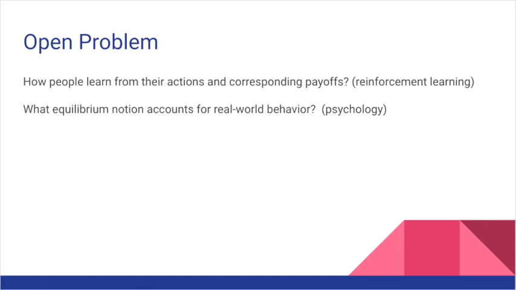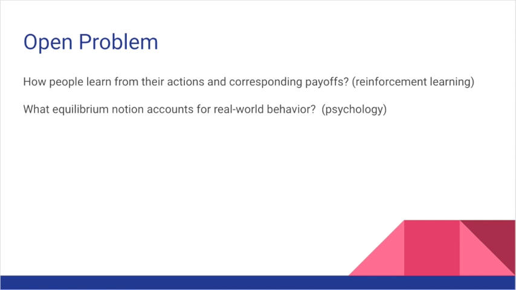There are also many open problems in game theory. The first one is how people learn from their actions and corresponding payoffs. This is also related to reinforcement learning because people may not play the best response at the beginning of the game. However, they may develop their strategies as the game develops.